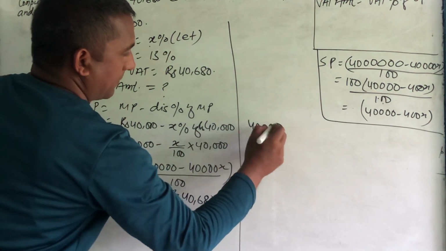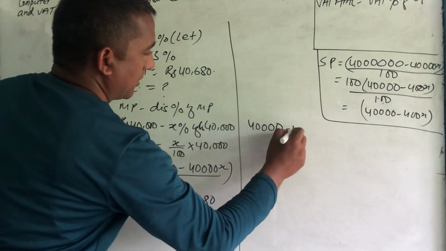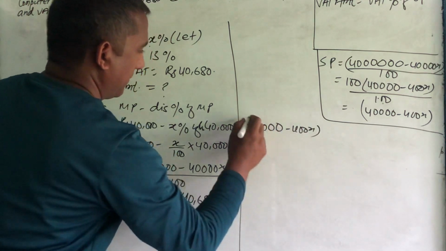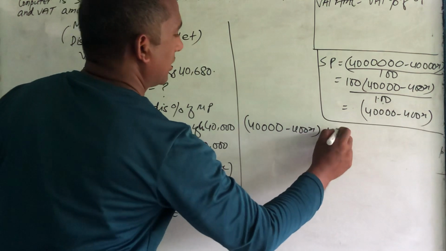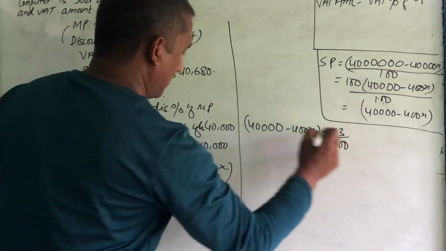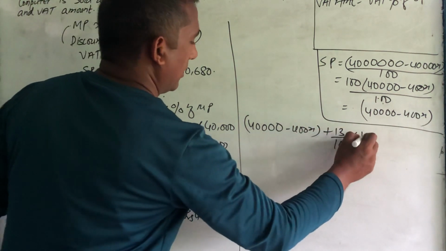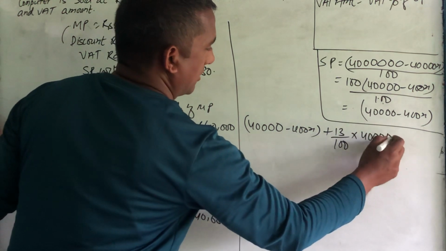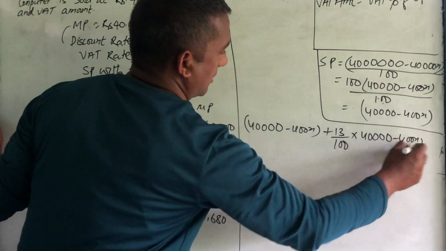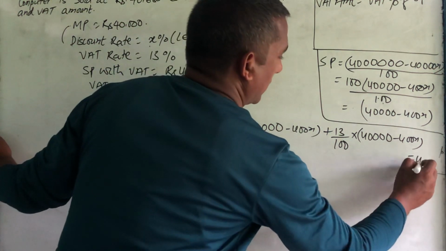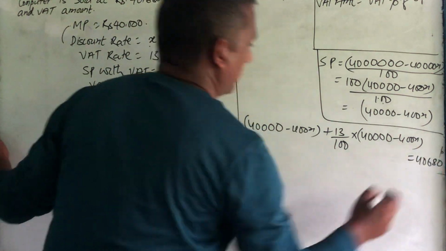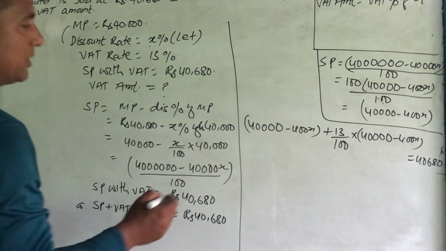40,000 minus 400 X, then plus that percent is 13%, remove percent, divided by 100, into again 40,000 minus 400 X, equal to how much? 40,680 rupees. So solve it.